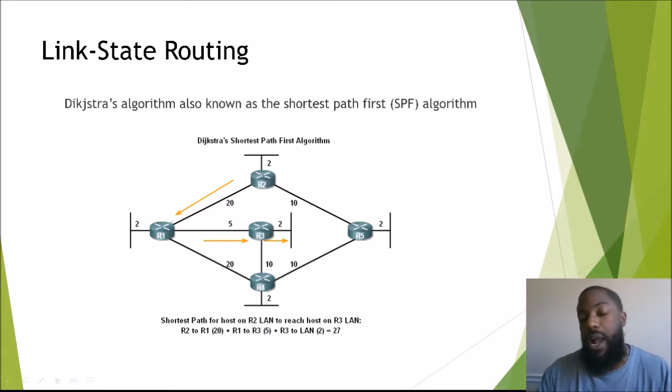You just start from the router on. So 20 plus 5, right? That's 25, plus the 2. That gives us 27. Simple math.